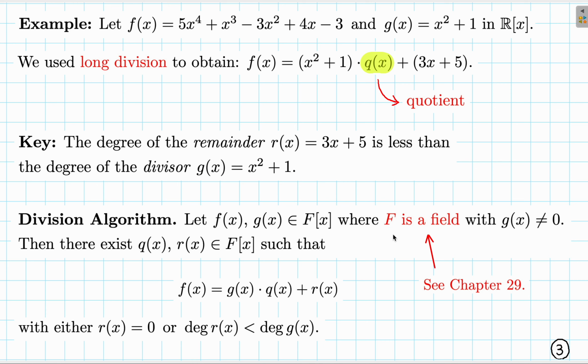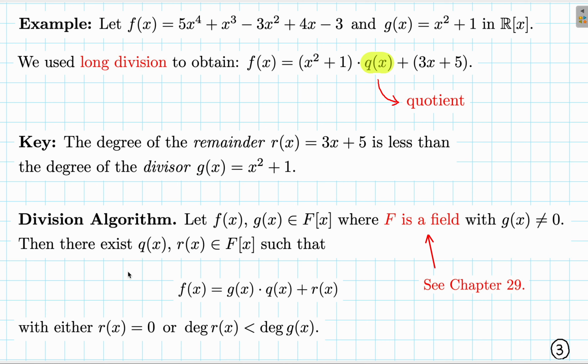And so please take a look at chapter 29 in the textbook to see why it's important that the coefficients of our polynomials come from a field. But let us move on. We'll also assume that g of x is a non-zero polynomial because g of x is our divisor, and we can't divide by the zero polynomial.